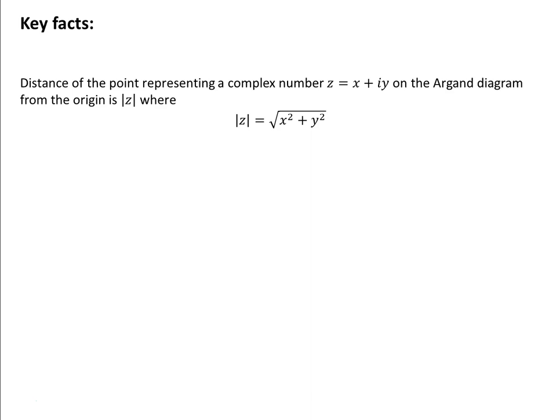We need a few key facts both from the Further Maths Unit 1 and also from Further Maths Unit 4. First of all, we need to remember how to work out the modulus of a complex number. And we need to note that the modulus of a complex number squared is the same thing as the complex number times the conjugate of the complex number. So the modulus of z squared is the same thing as z times the conjugate of z.